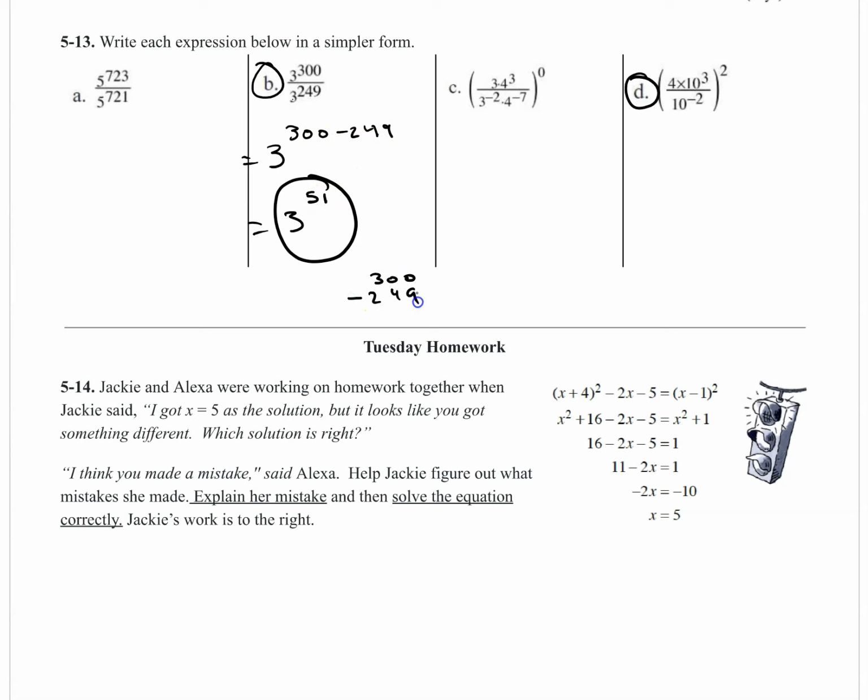Let's double check that real quick. This is 9, 10. So 10 minus 9 is 1. 9 minus 4 is 5. 2 minus 2 is 0. So 51. Check.